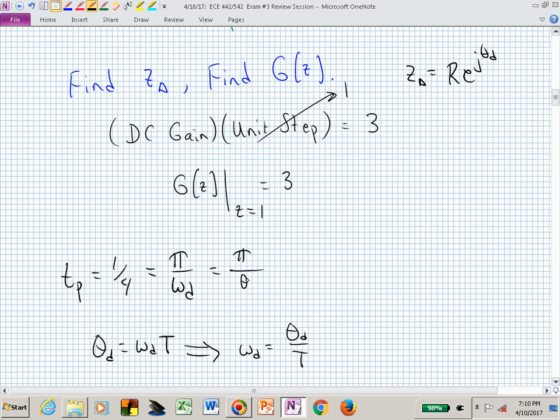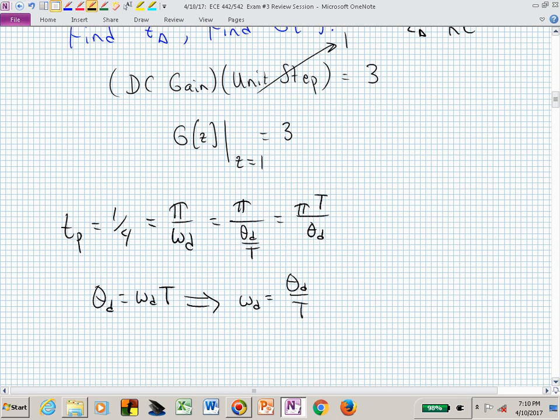So we could solve omega sub D for theta sub D and T, and we now could solve this for theta sub D. We now know that theta sub D is equal to pi T over 1/4. And somebody might have to tell us what capital T is in this case. And we could now plug in capital T and scale that by pi. Again, this theta sub D is in radians. And now we have our angle.